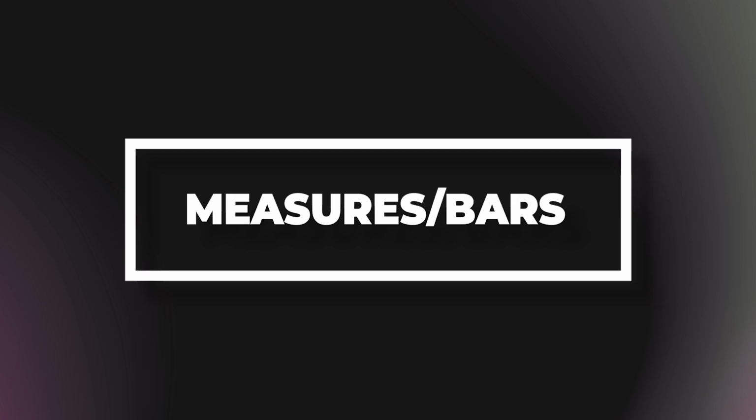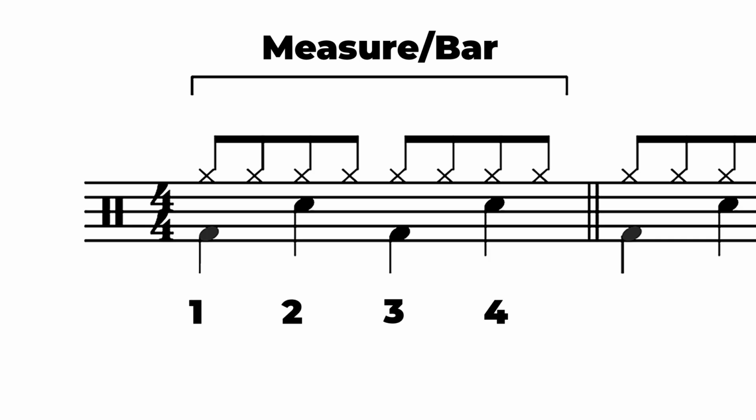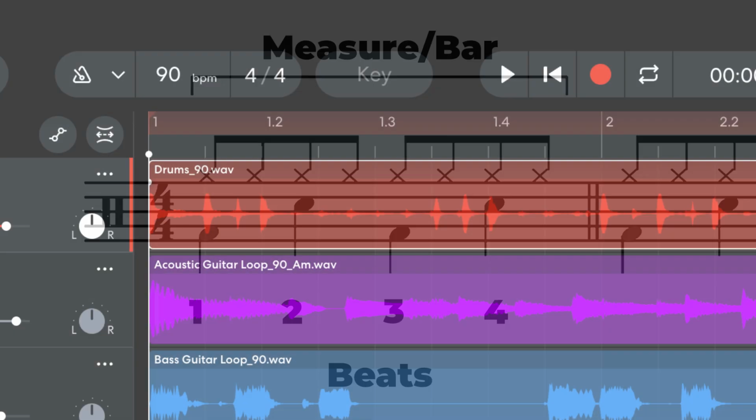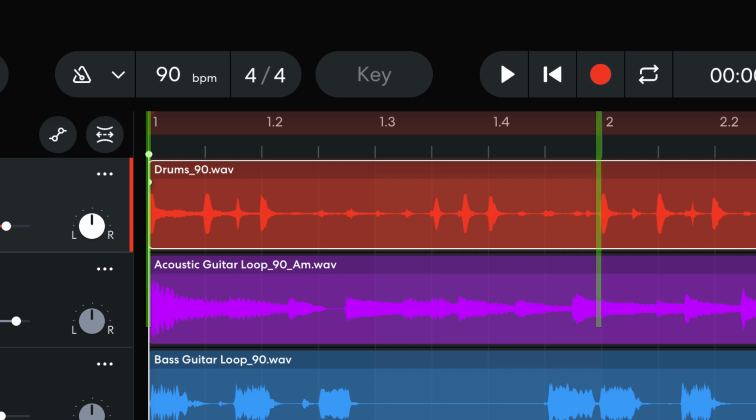Today we'll explore measures or bars and how they relate to the music we make. Now, what is a measure or a bar? A measure or bar is a basic unit of time in music, containing a set number of beats. In a DAW, measures are shown as vertical lines across the tracks. These lines help you organize and align your music precisely.